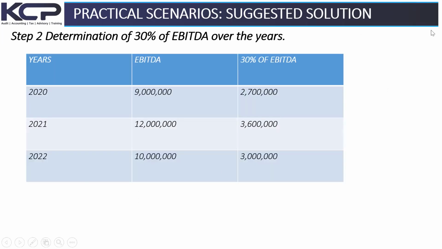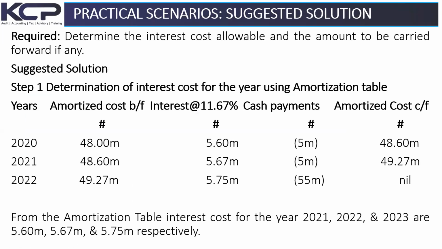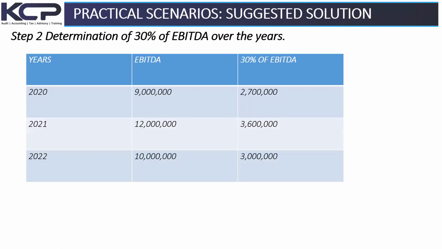Remember, our benchmark in year 2 is 3.6, but the actual interest in year 2 is 5.67. What is the total amount that we can claim in year 2? Yeah, 3.6. But how do we get this 3.6?